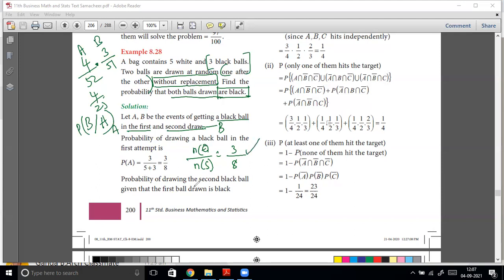Now probability of drawing the second black ball, given that the first ball drawn is black. That means already 1 ball is gone. So how many balls are left? Only 2 black balls are left. Already one ball is taken away. So it is 2 by 7 only is the probability.